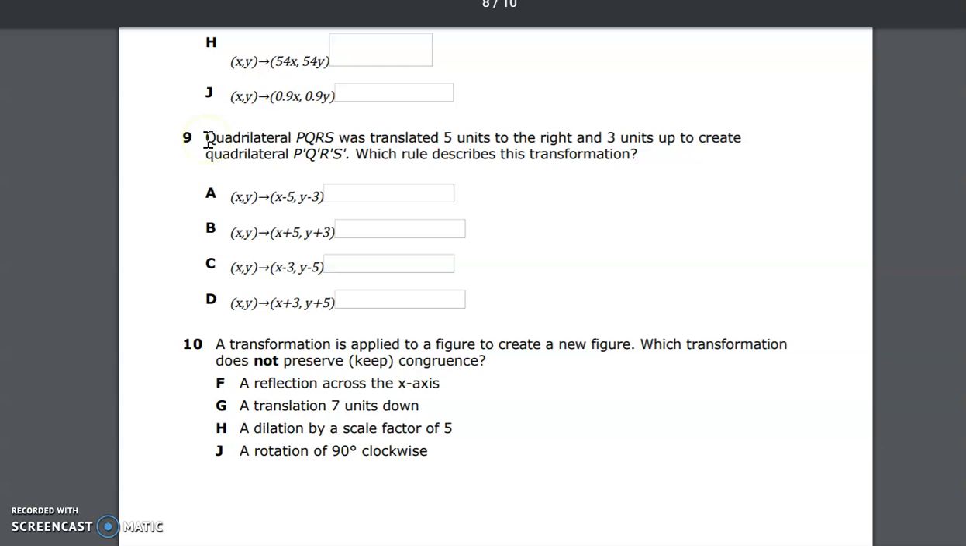Number 9. Quadrilateral PQRS is translated 5 units to the right and 3 units up to create the new shape. Which rule describes this transformation? 5 units to the right, 3 up. Which of those is this one?